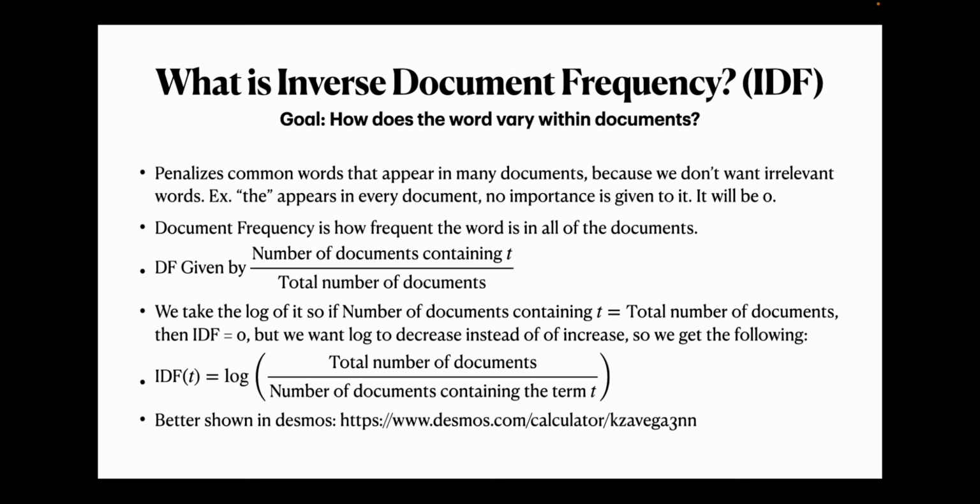Like a frequency. And we take the log of it. If the number of documents containing t is equal to the total number of documents, well, this is an example of why we're going to use this, the IDF will be equal to 0. If that's a bit confusing, I'll explain that. We're basically going to invert this df, so it's going to be 1 over df, and we'll have the total number of documents divided by the number of documents containing the term t.